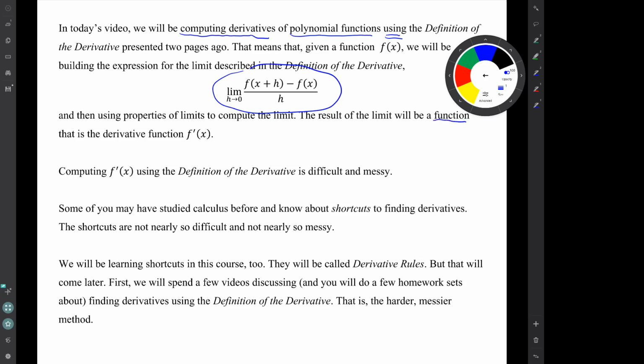Now, computing the derivative f prime of x using the definition of the derivative is difficult and it's messy. Some of you may have studied calculus before and you know about an easier way of finding derivatives, so-called derivative rules. We'll be learning about derivative rules in this course as well, but not yet. Right now we're going to focus on finding derivatives using the definition of the derivative. That's the harder, messier method.